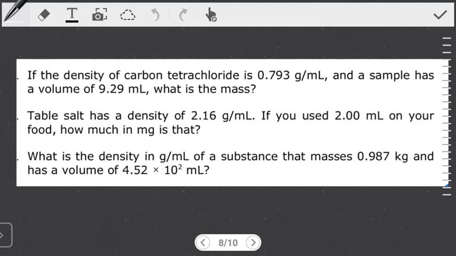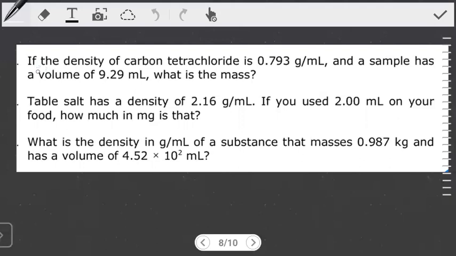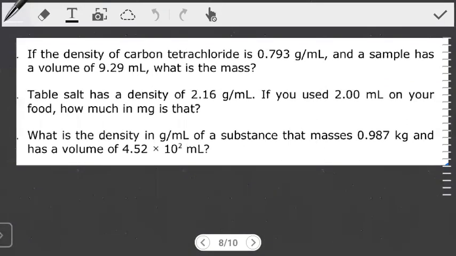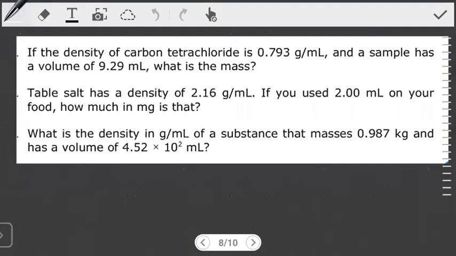Okay, now what do we have to do? Well, let's look at the first one. It reads, if the density of carbon tetrachloride is 0.793 grams per milliliter, and the sample has a volume of 9.29 milliliters, what is the mass? Okay, so here, of course, there's really not that much we have to do. All that we can work with here is the density. So let's look at the solution.